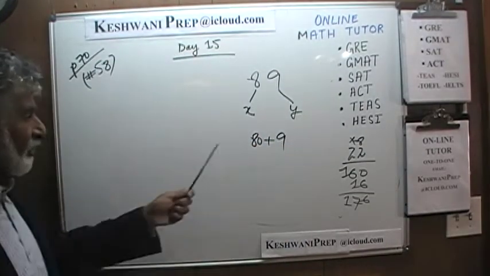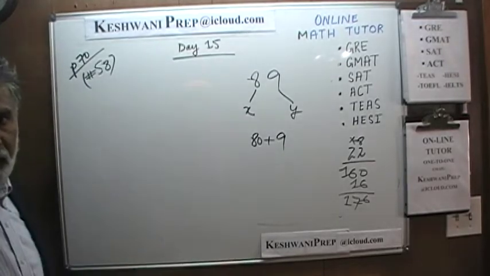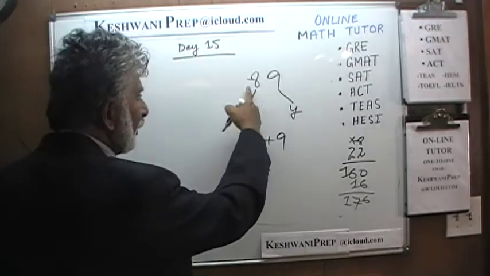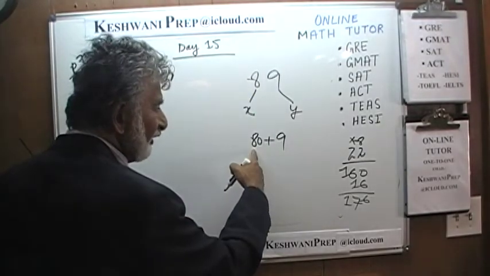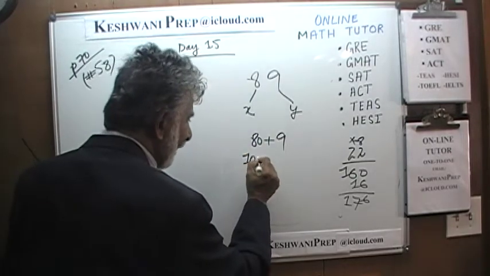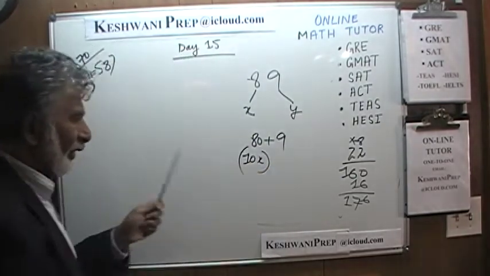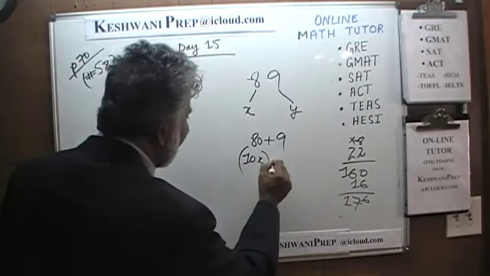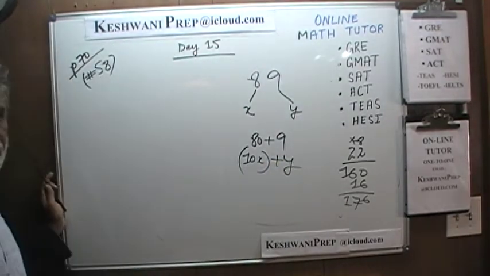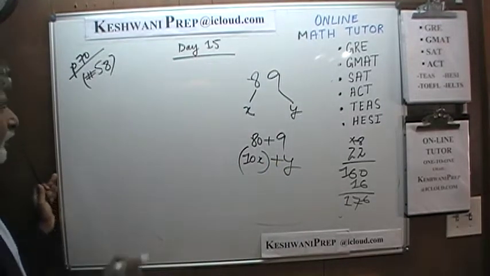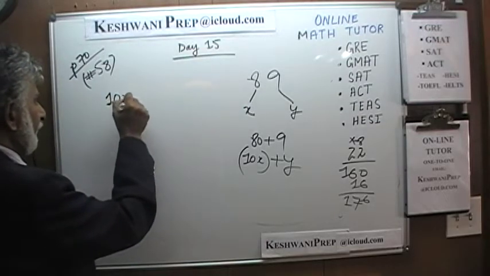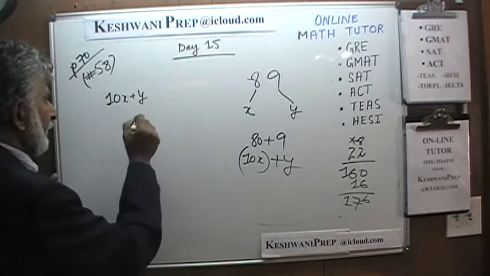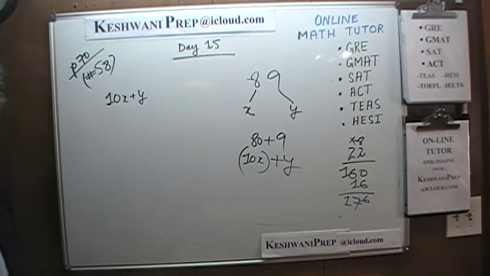The reason why it is called 89 is because it's made up of 80 and a 9. So if x is equal to 8, then how do we express this thing? This should be expressed as 10 times x. There you go, that's your 80. And this is your unit digit. There you go. So here we go. Here's our first two-digit integer.